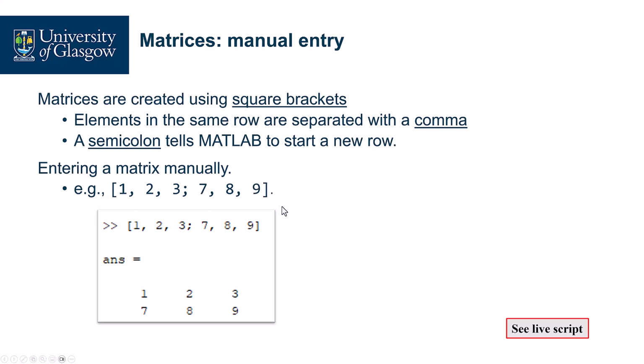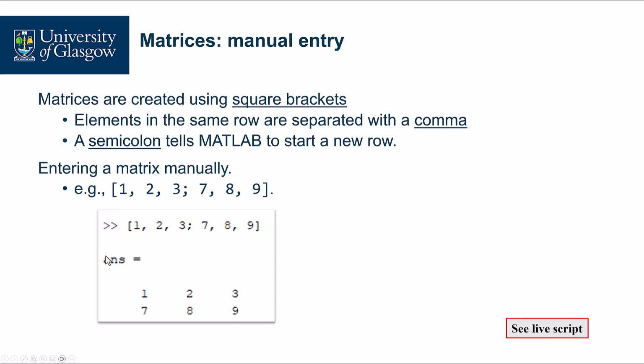So let's see this command. We use square brackets, which means we are defining a matrix. 1, 2, 3 means we are defining the first row because it's separated by commas, and with a semicolon here, we go to the second row, 7, 8, 9. So we can see here is a 2 by 3 matrix, 2 rows, 3 columns. The semicolon changes to another row. This is manual entry, and you can enter any matrix using this way.